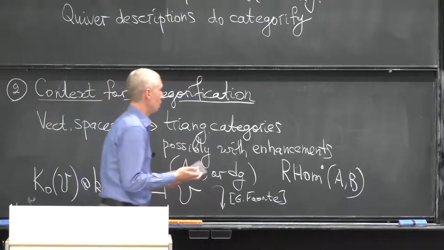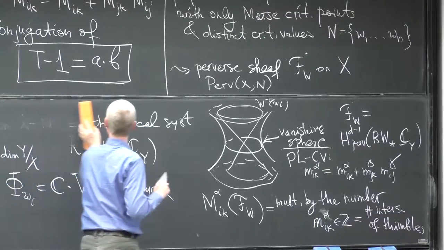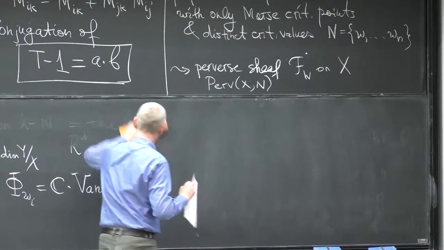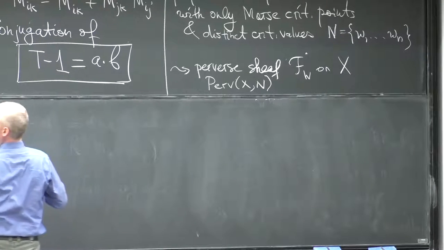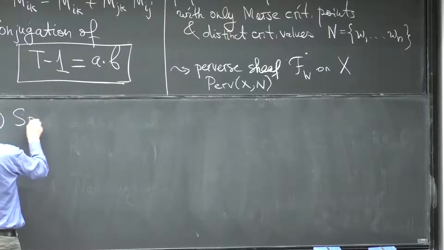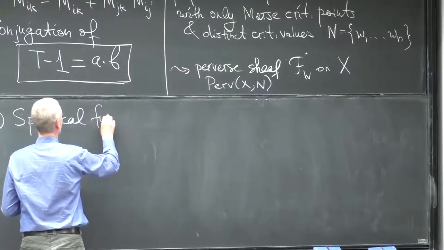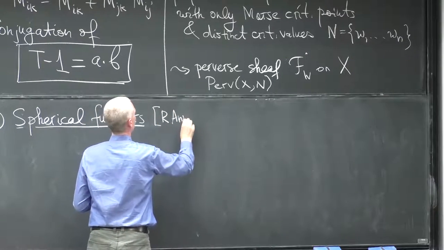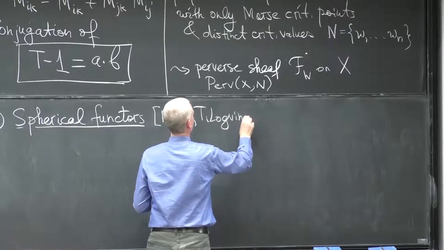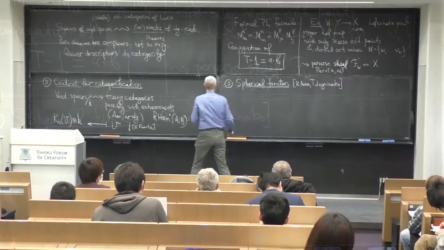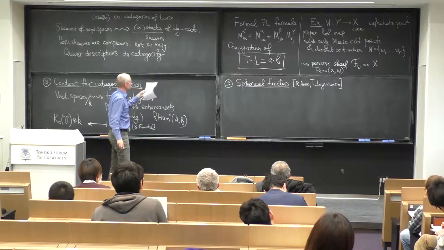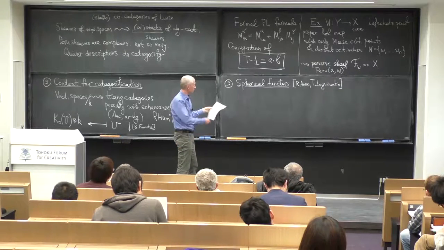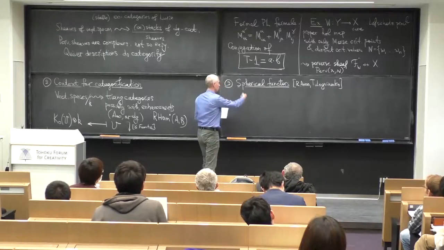So let me start with a prototypical example of such categorification, which was the motivation for our paper with Vadim. That will be part three. Let me call this spherical functors. This is a concept introduced by Rina Anno and Timothy Logvinenko, purely in the context of triangulated or enhanced triangulated categories, but which turns out to be a precise categorical analog of the simplest instance of classification of perverse sheaves. So let me recall this concept.